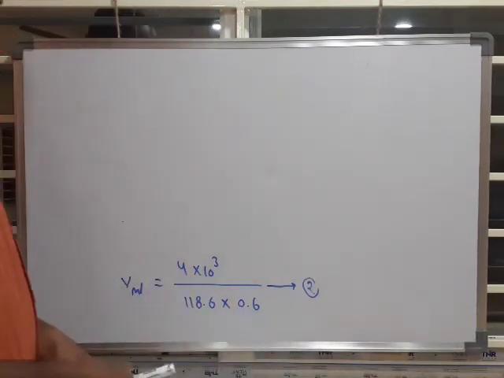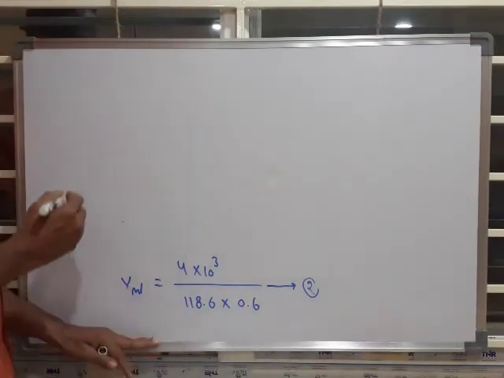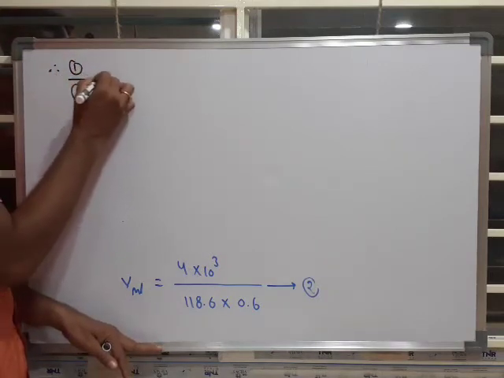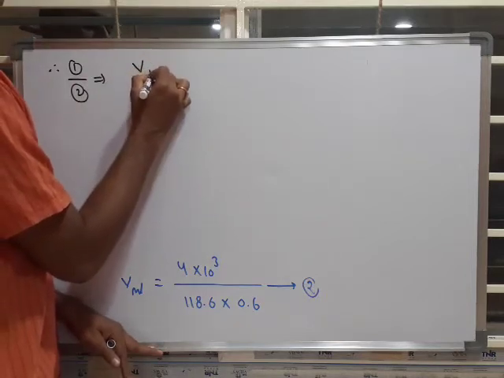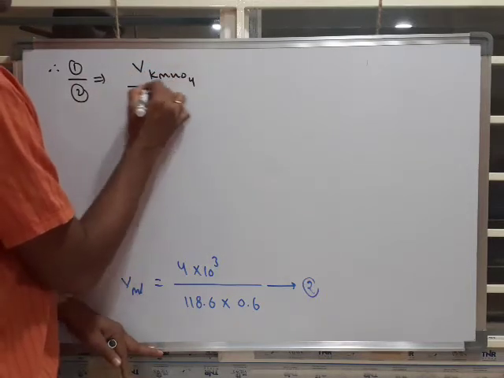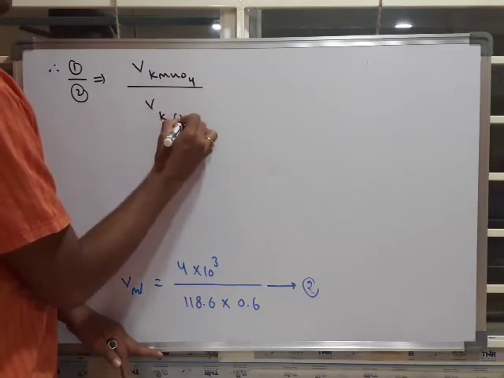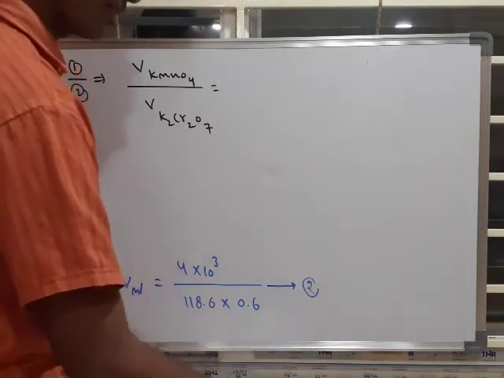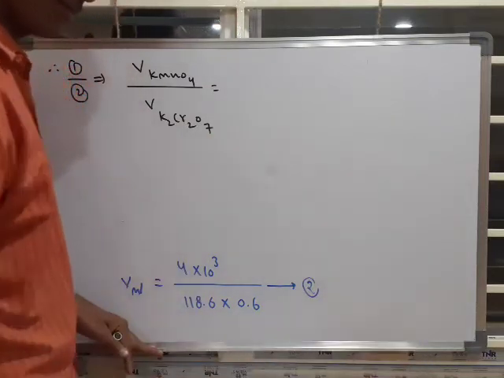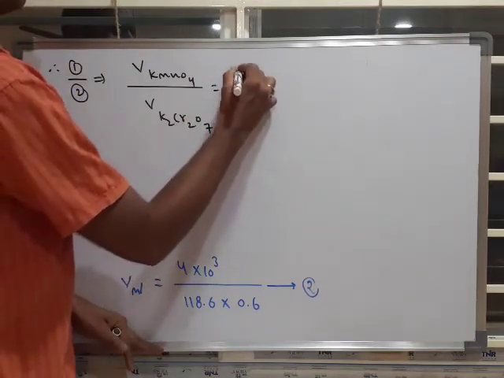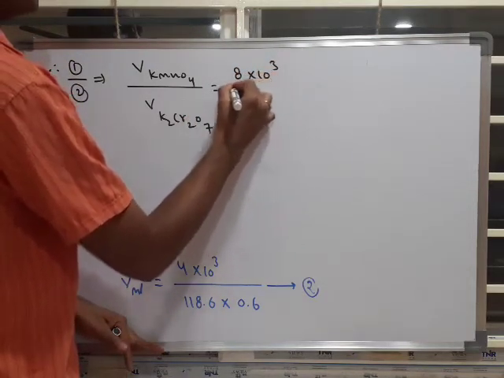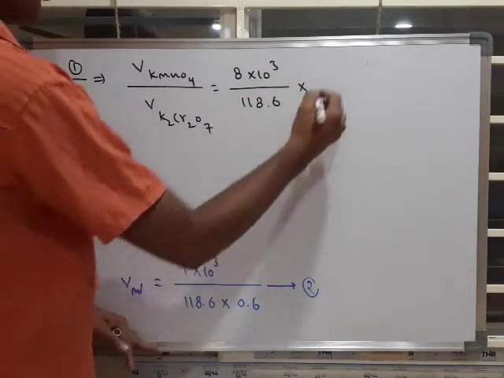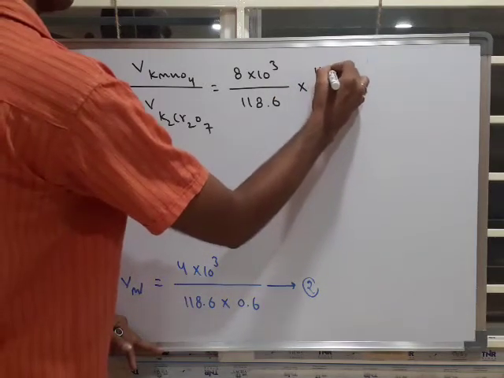So therefore we can write the ratio. From equation 1 by 2, the value of potassium permanganate by value of... so what was the equation 1? I have written it on this paper. So that is 8 into 10 power 3 by 1 by 0.6 into equation 2. So we can take it like this.